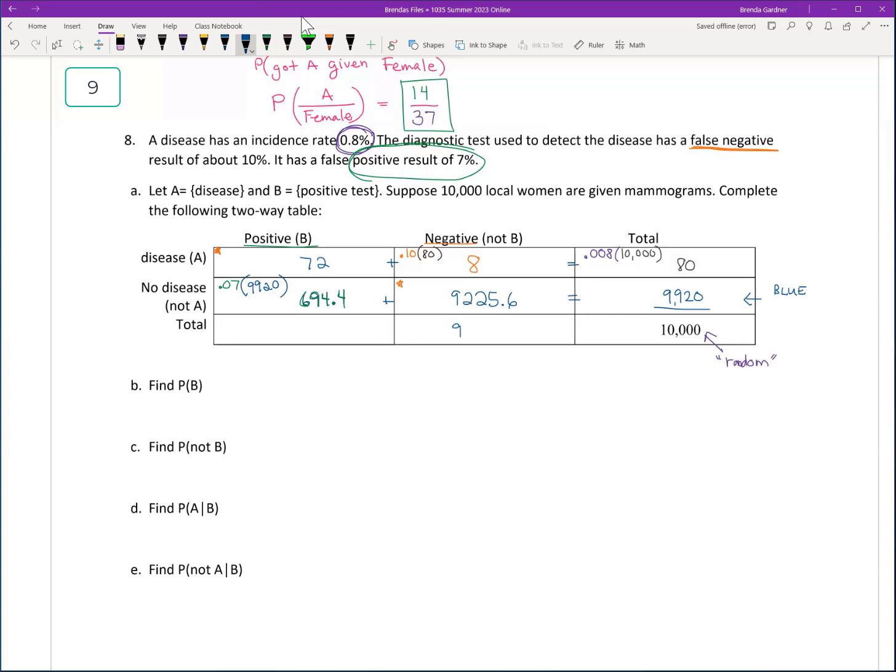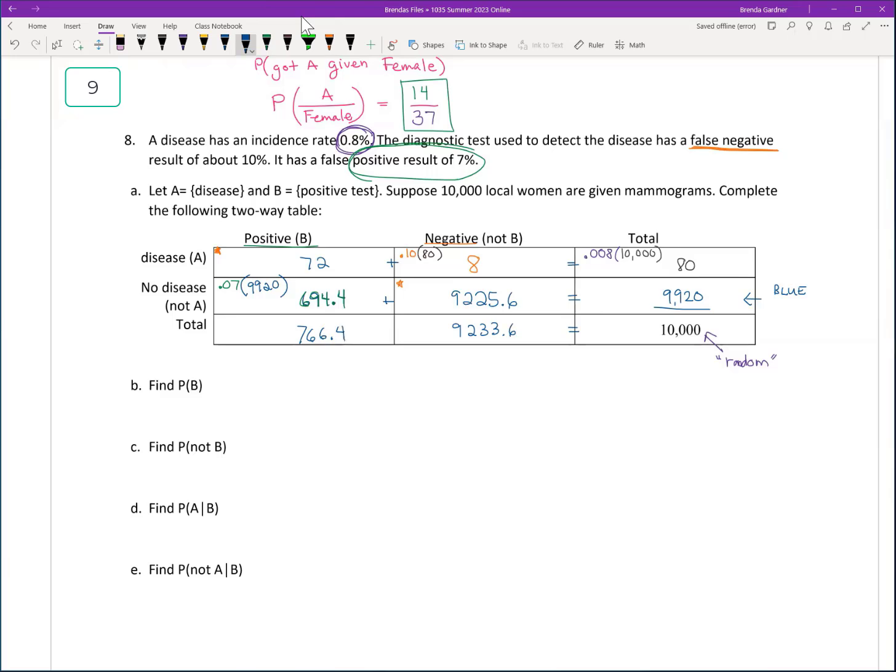That's 9,233.6. Remember, those should add across to give you 10,000. So I'm just going to subtract the 10,000 and I get 766.4. So all these ones in blue, basically you just add and subtract on the rows to get them.